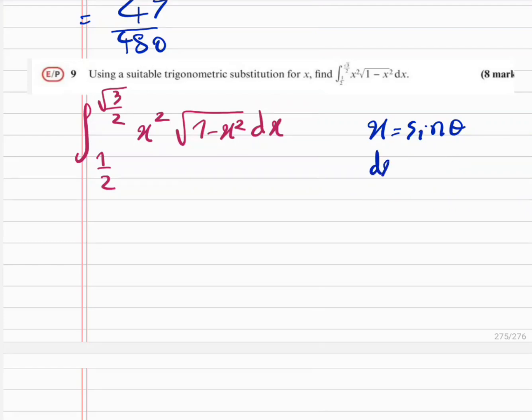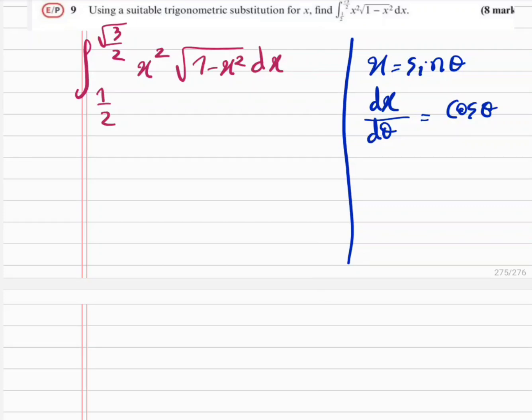Now, so let's differentiate the x. The dx gives us cos theta d theta, and when we rearrange this and make dx the subject, we get cos theta d theta.